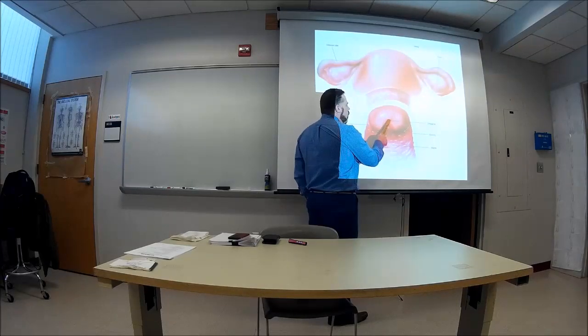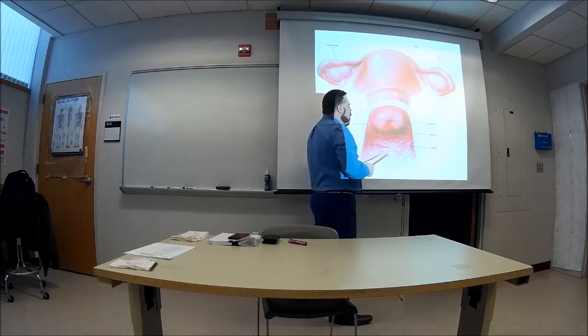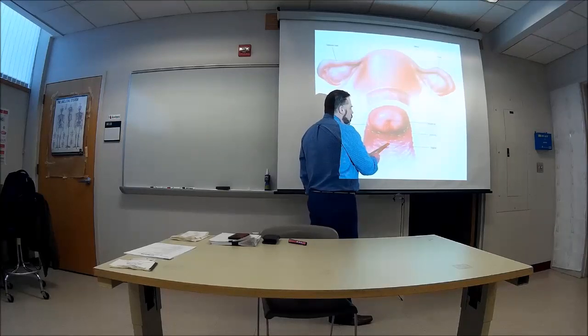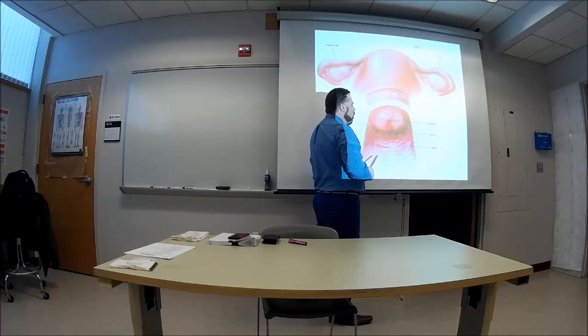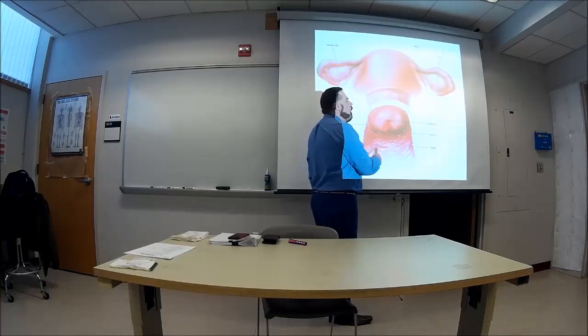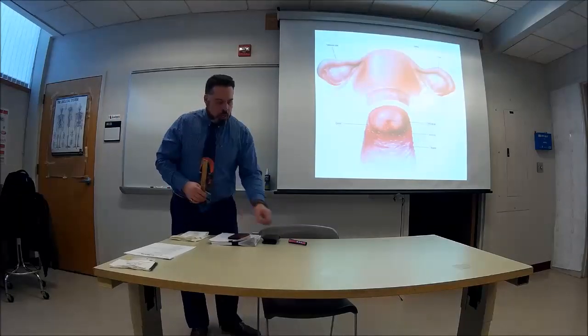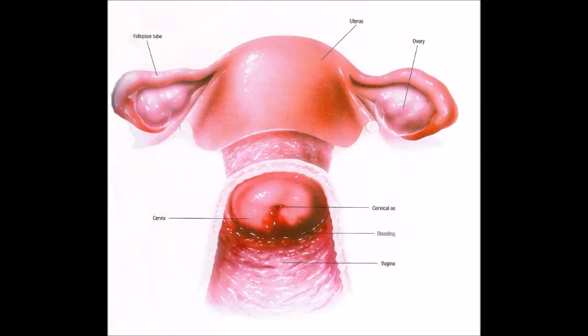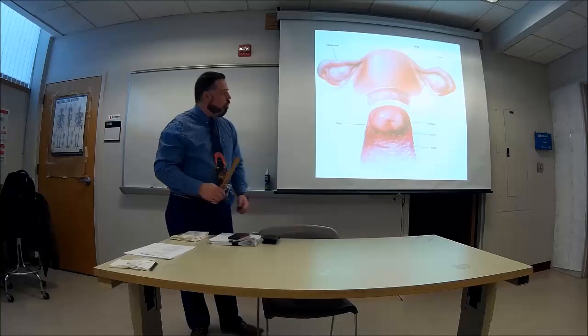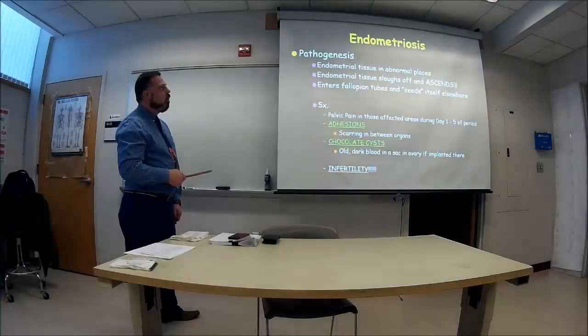This is the cervical os, basically the little opening. This is where blood will come out from the lining of your uterus. Okay, it'll sit in your vagina, and then it'll come out on the pad or whichever you use. So that's what it would look like.